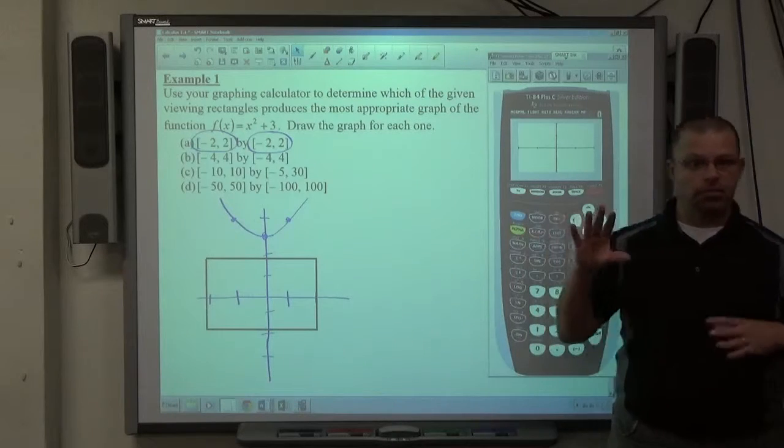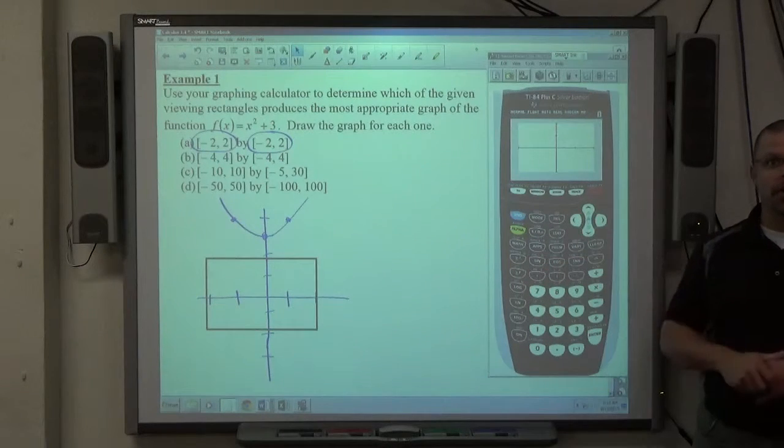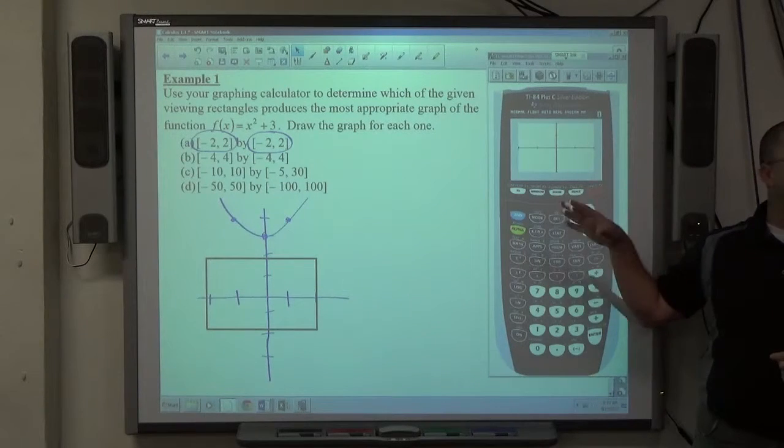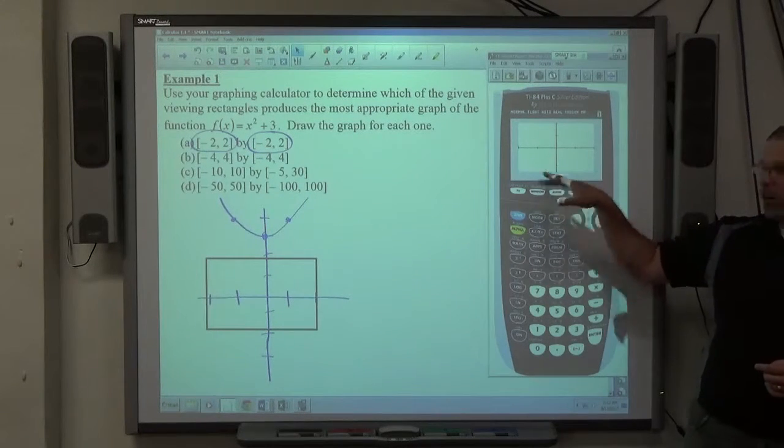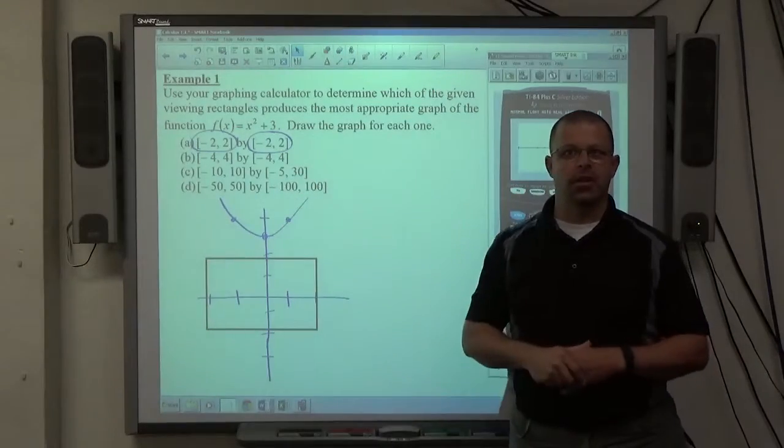And a lot of times students, in your case, will look at this and say, I don't know how to graph anything. This calculator's not working, that kind of stuff. Just know that the graph exists where it exists. If you tell the calculator to look here, but the graph's up there, it's not going to find it.